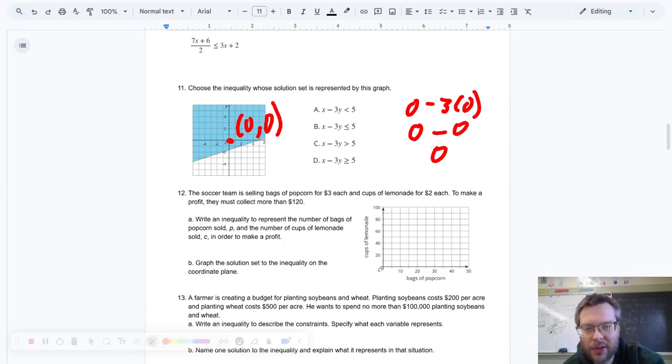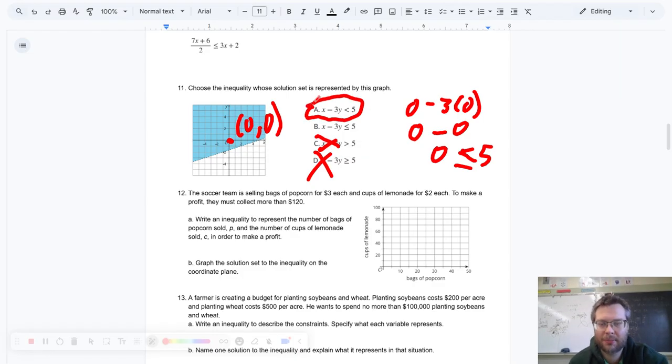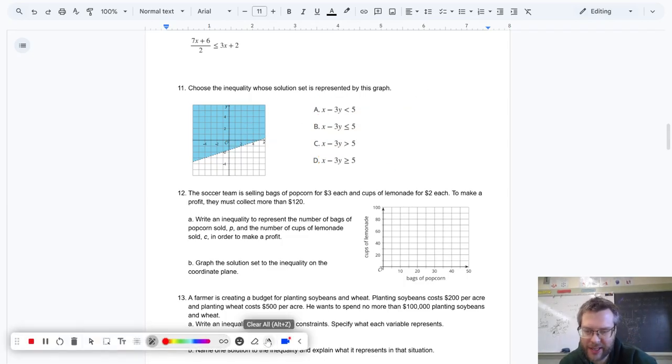So let's see which of those options is so far possible. 0 is less than 5. It's also less than or equal to 5. It's not greater than 5. And it's not greater than or equal to 5. So now you have it narrowed down to just those two options, and you choose the one that has just less than, because you can see the dashed line boundary. So that's just called testing a solution.